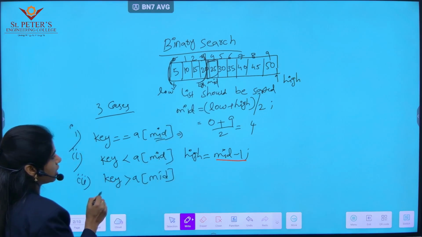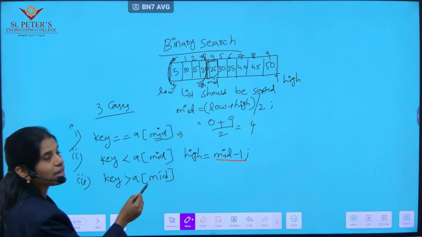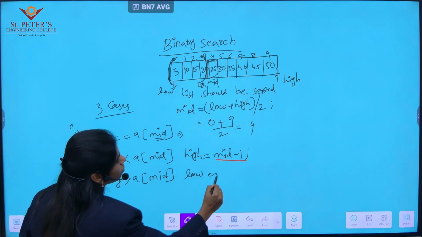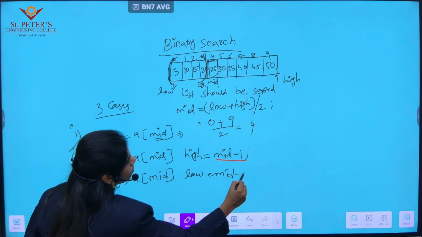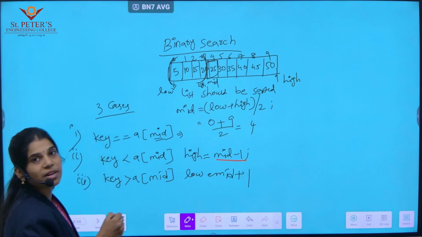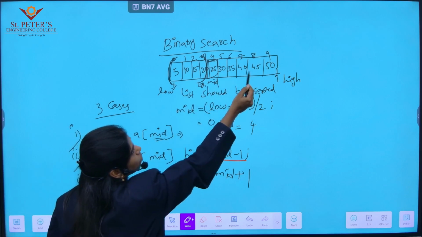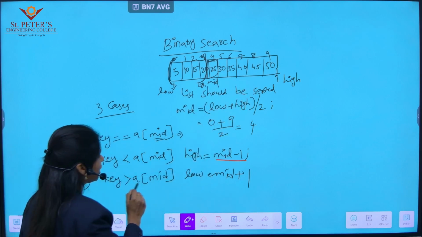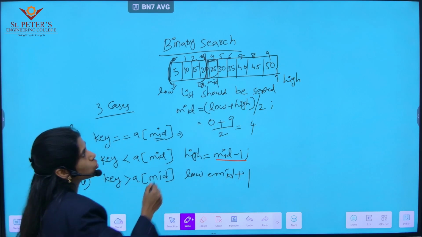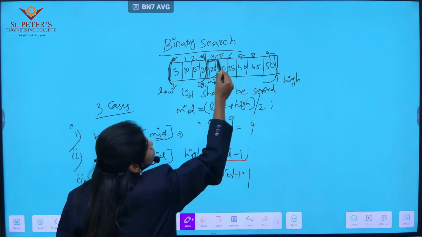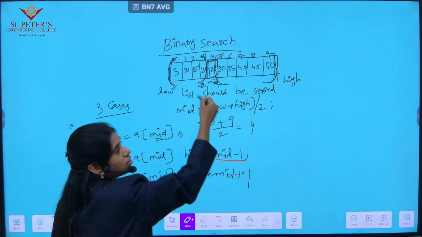Next, the third case. Suppose your search element is greater than the mid value. In that case we are going to reset the low value, that is low equal to mid plus 1. Suppose your search element is 40, and 40 is greater than 25. So our search element must be in this right half.